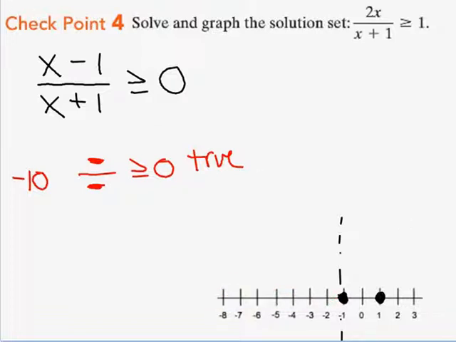Oh, that's terrible. I can do better than that. Or actually, what I should do is just make this a little thicker. There we go.